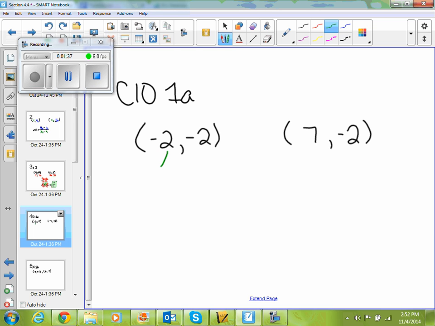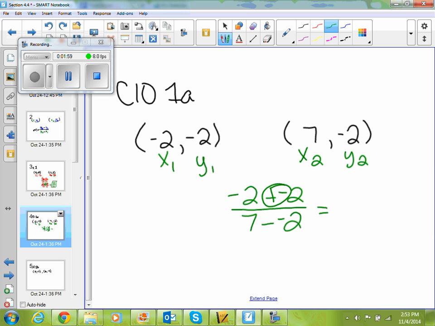Alright, so if I look at 1a, I have x1, y1, and x2, y2. So then my y2 is negative 2. What's my y1? Negative 2. So negative 2 minus negative 2. What's my x2? 7. And what's my x1? Yep, so those both change to positives. So this is 0 over 9. Okay, and what's 0 divided by 9? 0. So my slope would be 0.